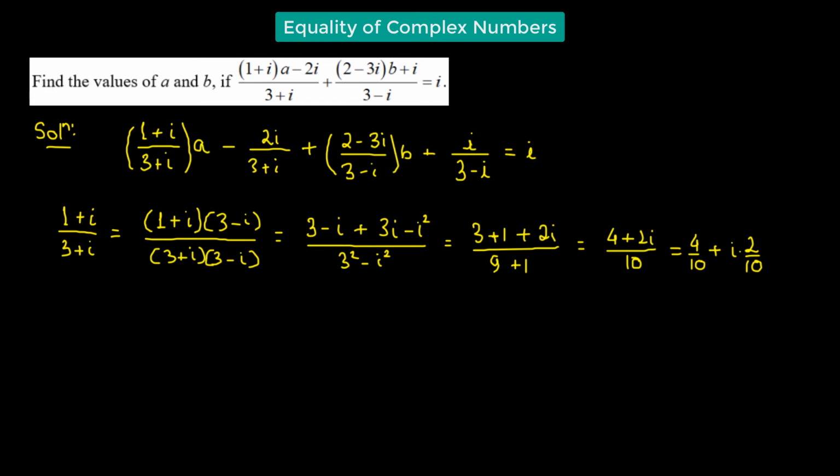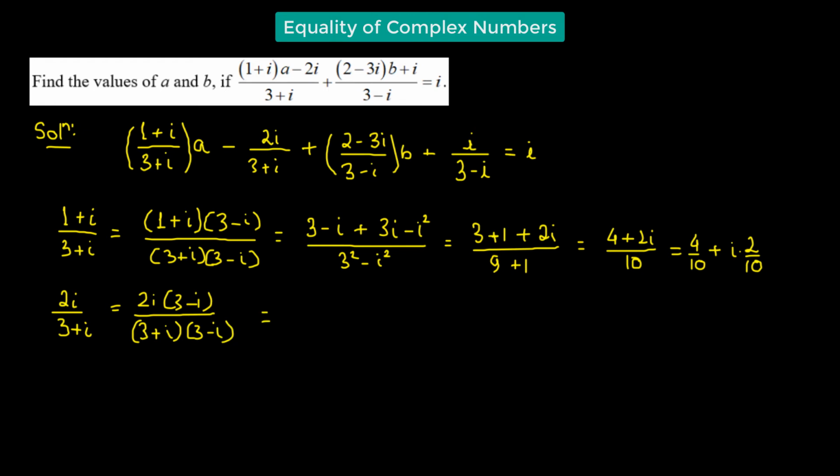Now we consider the second one, which is 2i over 3 plus i, and we convert into standard form. So we multiply 2i over 3 plus i by 3 minus i over 3 minus i.